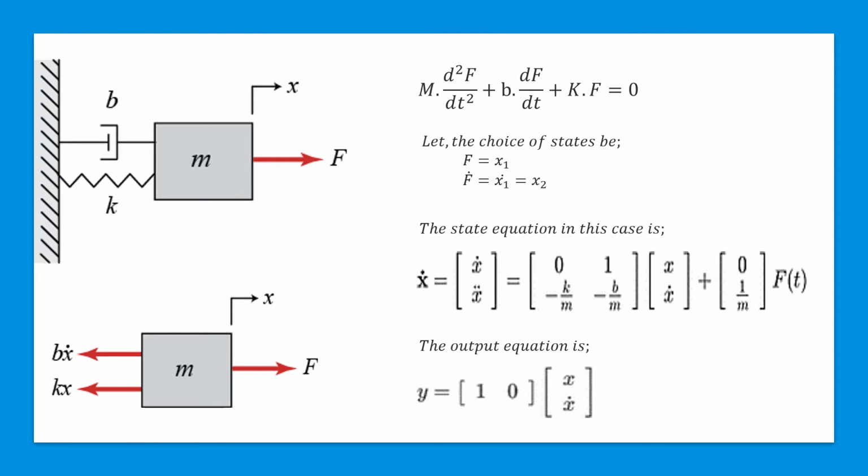Here, if we assume that x is the state x1, then x dot equals x1 dot, which is equal to x2. If we put these state conditions in the differential equation, we get the state equation, x dot, and the output equation y, that is equal to [1 0] x.